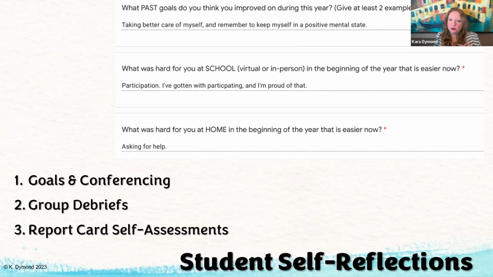And I have them do report card self-assessments where they tell me things like, this is an end of the year assessment. I had her talk about her personal goals. And she said she felt that she improved on taking better care of herself, remembering to keep herself in a positive mental state. At the beginning of the year, participation was hard for her, but she's gotten better with participating and she's proud of that. And at home, she's gotten better at asking for help. So these insights are really important. And I think we develop a lot of skills and the language that children need to self-advocate by explicitly asking these questions.